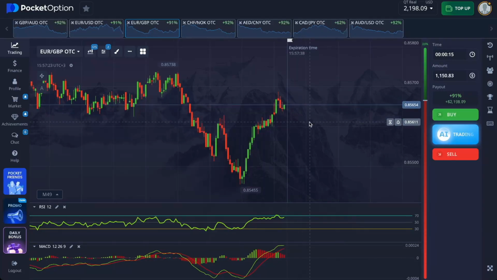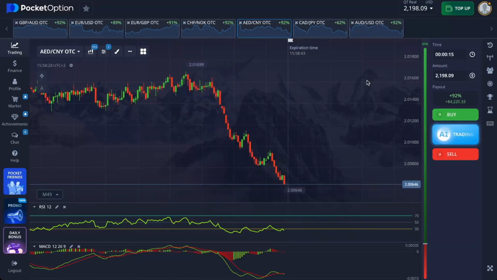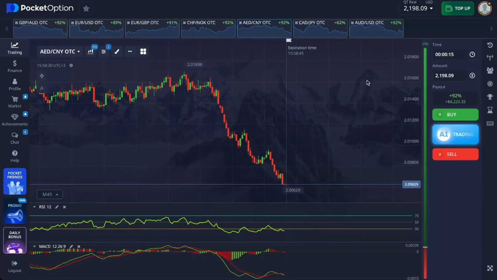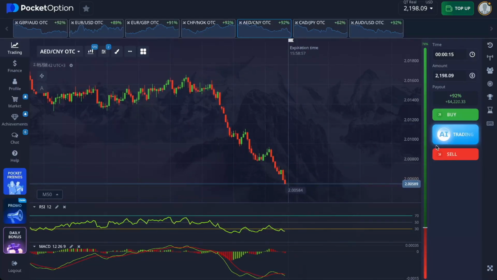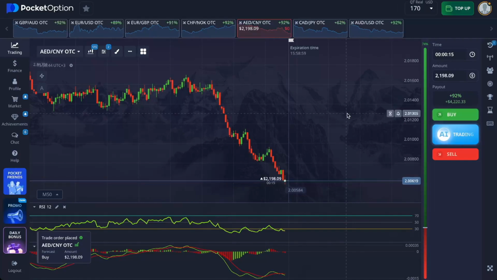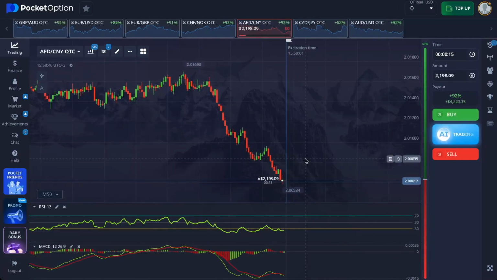I'll pick it now. Friends, here's our next trade. ADCNY, the RSI is near the 30 zone. The signal line is crossing the red line from below upwards. In this case, I see a strong oversold condition. And I'll go all in on a buy. Expiration time is 15 seconds.